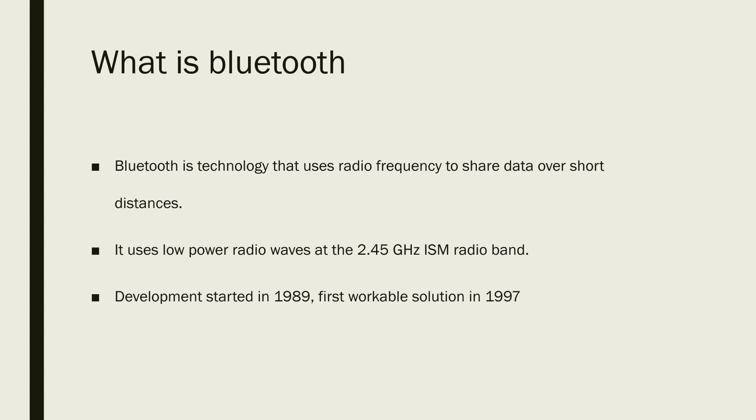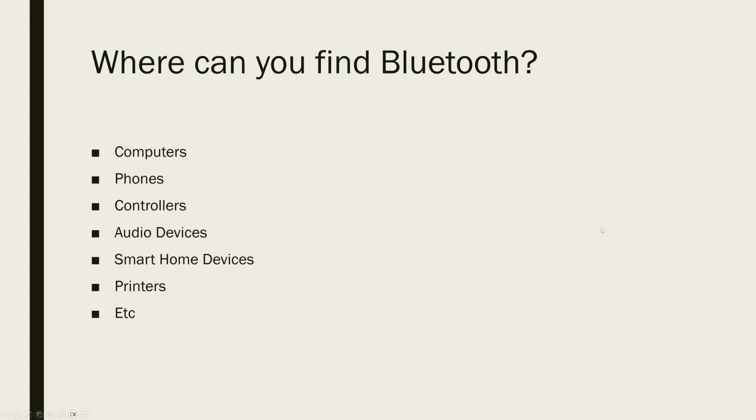started in 1989 at a company called Ericsson Mobile in Sweden, and they didn't have their first workable solution until 1997. You can find Bluetooth in lots of places these days. It's in computers, computer peripherals, cell phones, video game controllers, and audio devices like headphones, like I was saying earlier. Smart home devices, a lot of those use Bluetooth to send and communicate data between each other, printers, and a lot of other places.